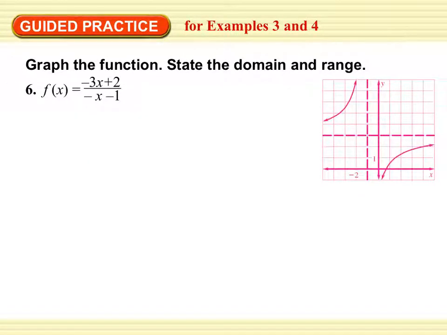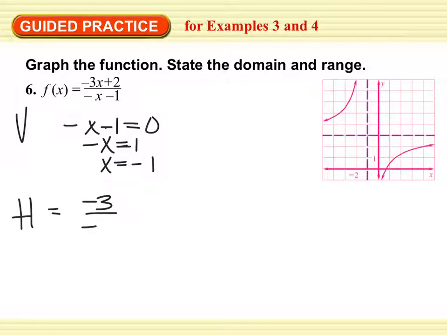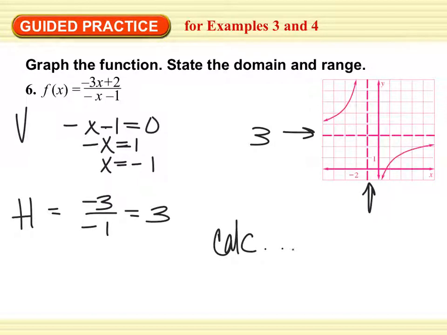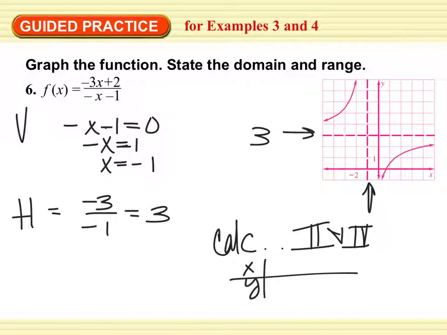Okay, last one. I have vertical asymptote, -x minus 1, -x equals 1, x equals -1. And the horizontal asymptote is -3 over -1, which is just plain old 3. So I'm going for a horizontal asymptote at 3, vertical asymptote at -1, and my calculator showed me I'm in quadrants 2 and 4 again, or you can plot a few points.